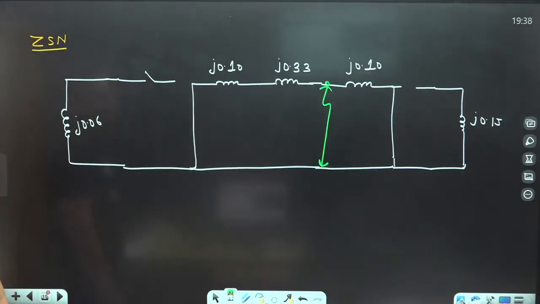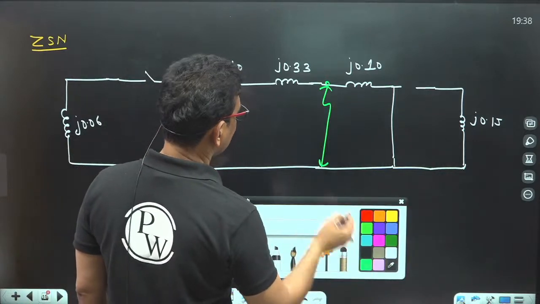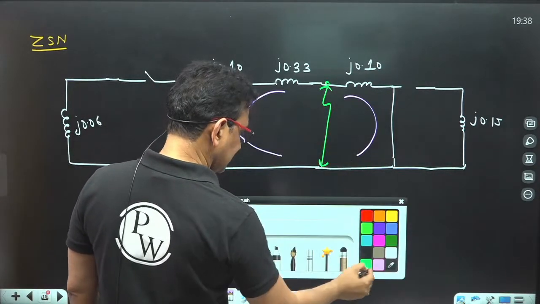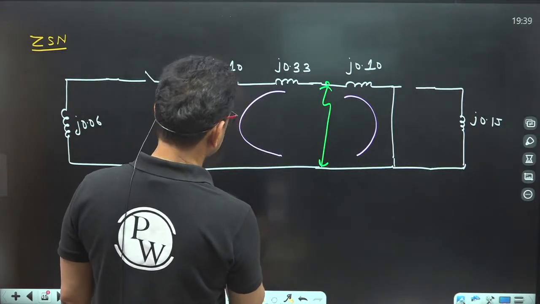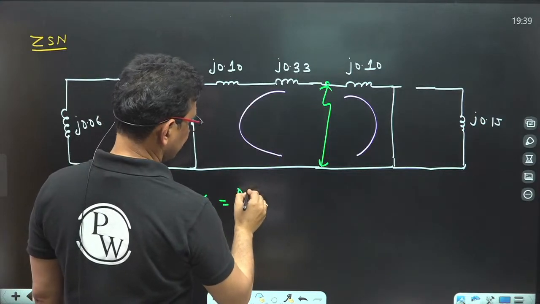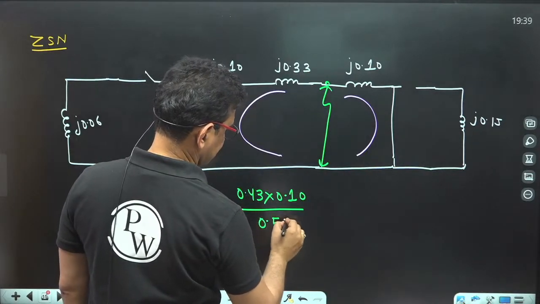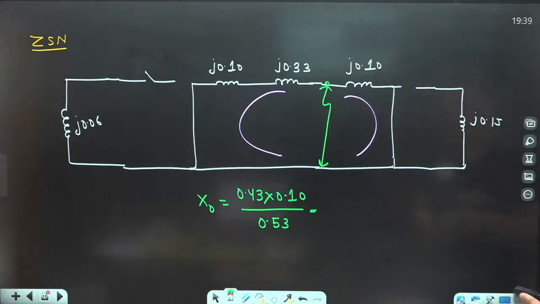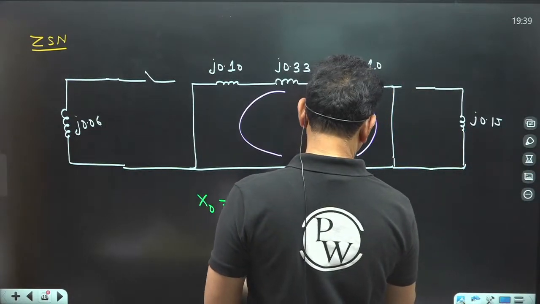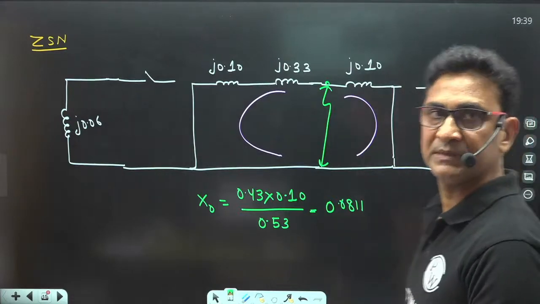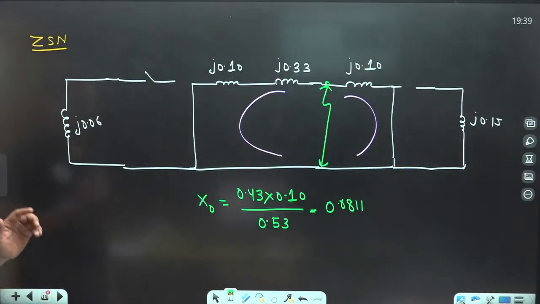Now find out the Thevenin equivalent zero sequence reactance. So how will you find it? Now you can say this and this are connected in parallel. So the value of X0 will be 0.33 plus 0.10, which is 0.43. Then 0.43 into 0.10 divided by 0.53 gives 0.0811. Clear? So I got the values of X1, X2, X0.